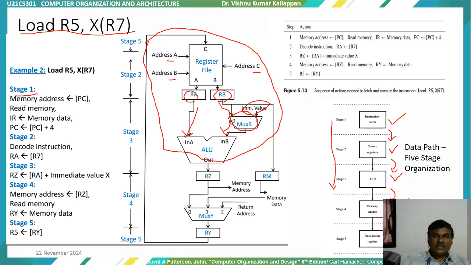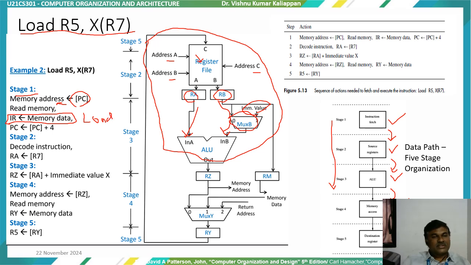So let me jump into this particular sample example. First, the program counter is there. The program counter will try to access the memory address, and after that there will be an IR. What is IR? Instruction register. From the memory, the data will be moved to this instruction register. In this instruction register, what is there? Load. Okay, load will be there.